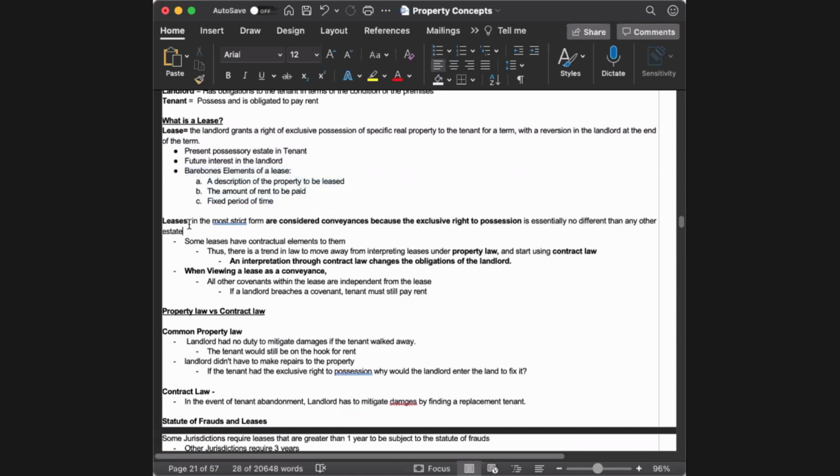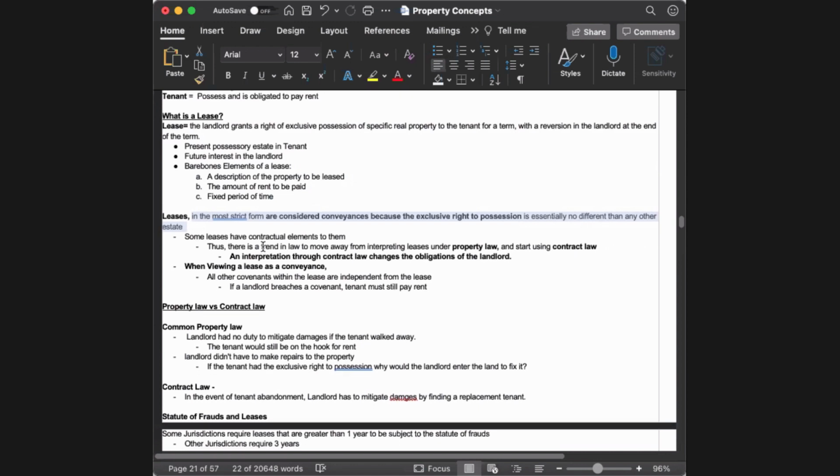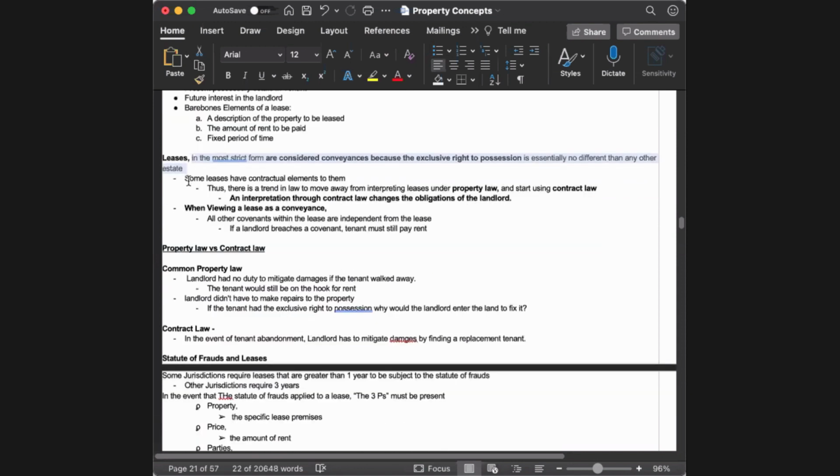In the most strict sense, leases are considered conveyances because the exclusive right to possession is essentially no different than any other estate. Again, this isn't as important when we're talking about testable material because the focus is going to be on rights and obligations. This is just something I'm letting you know with regards to formation. But again, formation is less a subject that you're going to encounter on the exam, and it's going to be more about rights and obligations once we get down to that section.